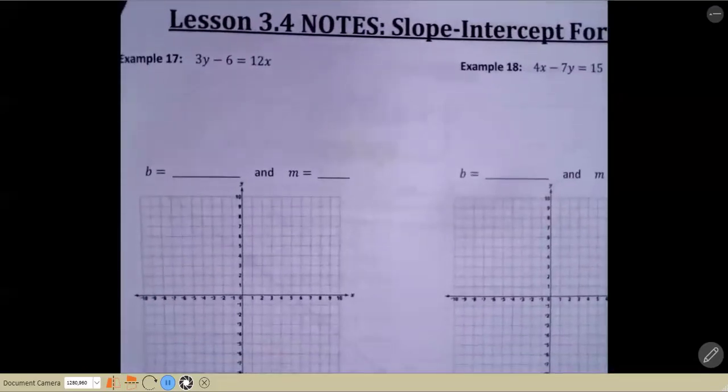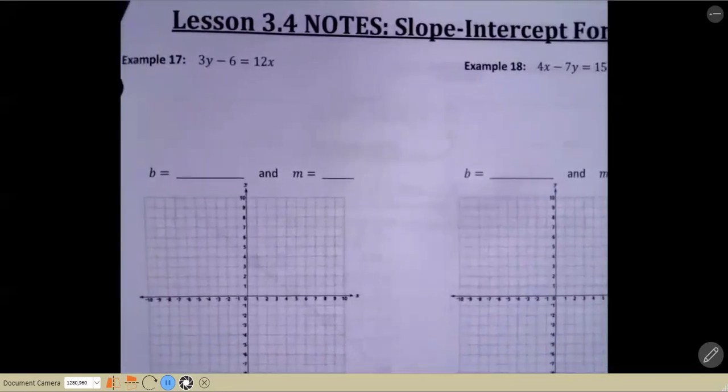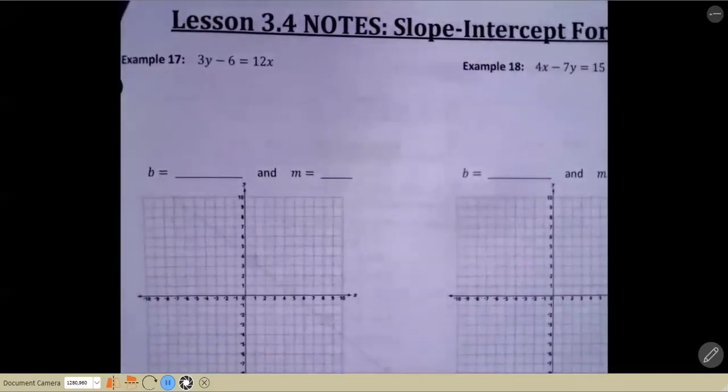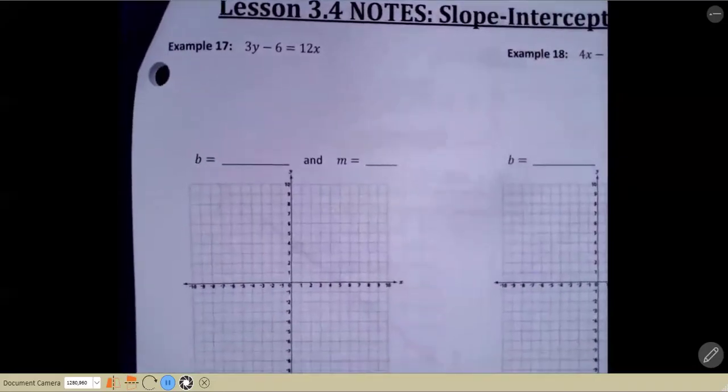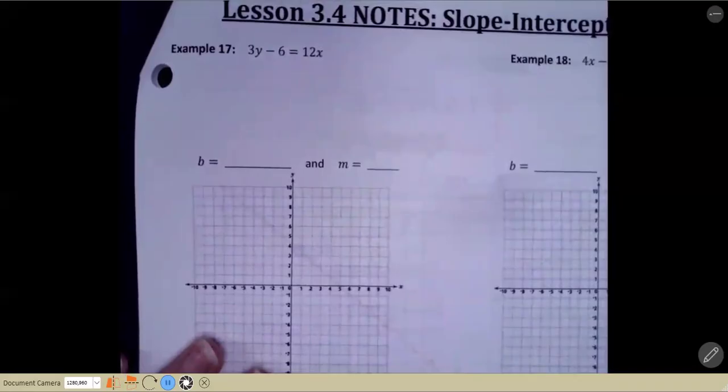What I would like for you to do is try 17 and 18 on your own. But with that said, I am going to go ahead and work them out on the video just to give you extra help if you need it. So if you want to try them on your own, please pause the video and then fast forward to the answer. Here we go. 3y minus 6 equals 12x.